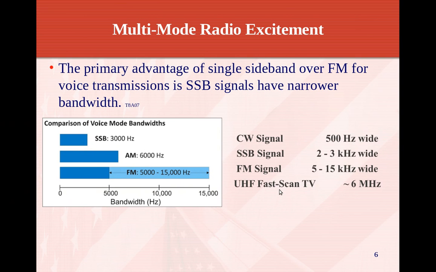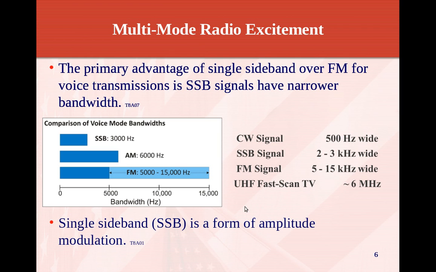The primary advantage of single sideband over FM voice transmission is that single sideband has narrower bandwidth. So if you look at single sideband, it's about 3,000 Hertz, really about 2.8 kilohertz. AM requires about 6 kilohertz, and FM is anywhere from 5 to 15 kilohertz. CW is the smallest, that's only 500 Hertz, and fast scan TV is the largest, which requires 6 megahertz of bandwidth.